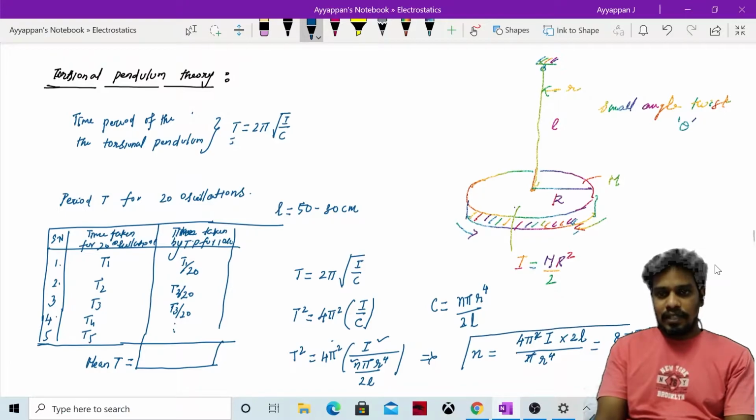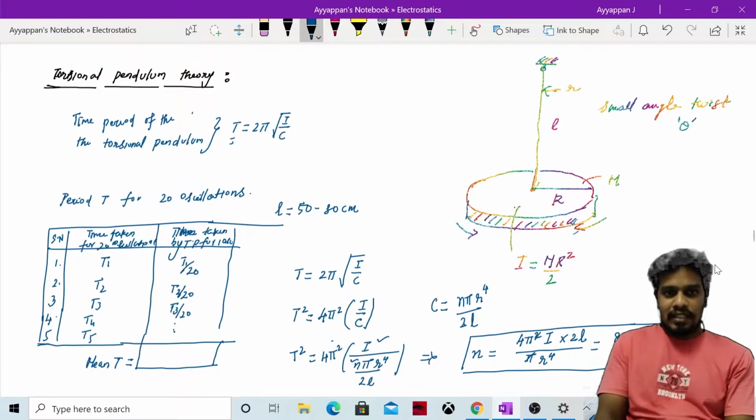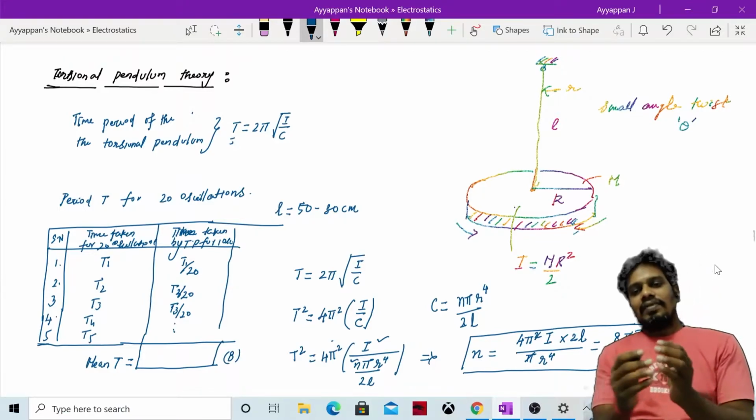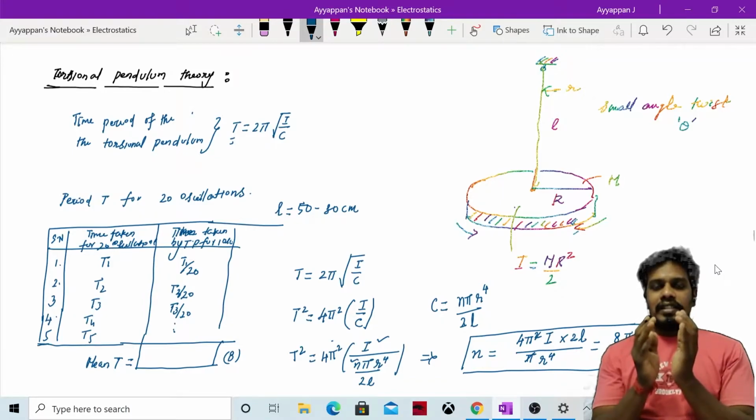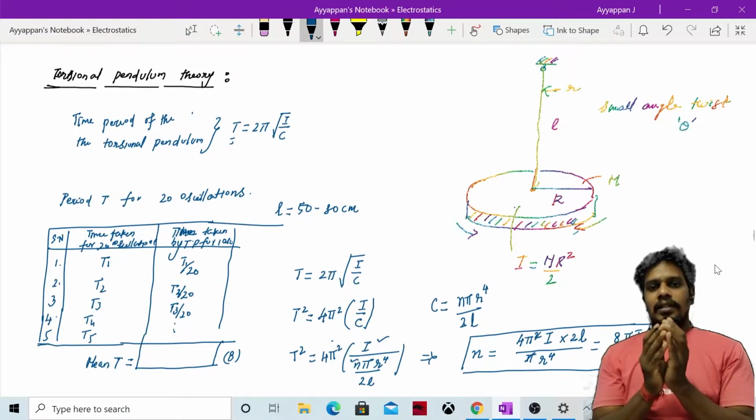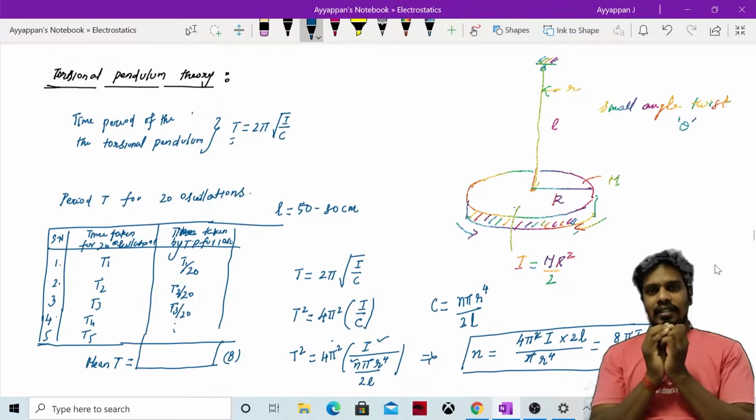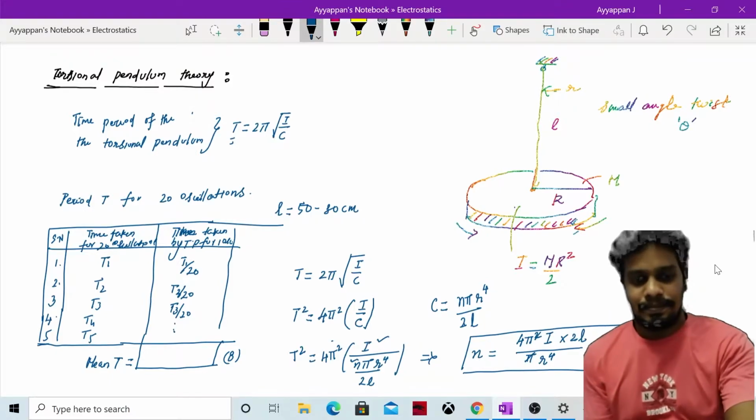The unit for the rigidity modulus of the wire, as we already know, is Newton per meter squared. Here the time period of oscillations is measured in seconds. So this is one way you can determine the rigidity modulus of the wire. But there is another way: you can compute using the torsional oscillation, and again determine the rigidity modulus of the wire and the moment of inertia of an unknown object. That is what we are going to discuss in the next lecture.